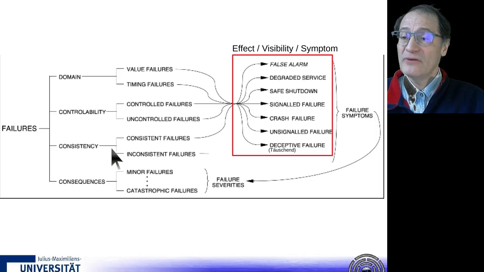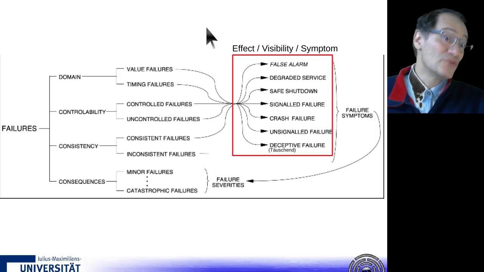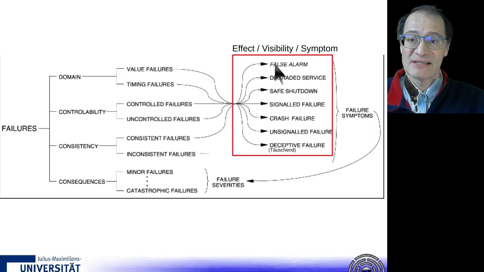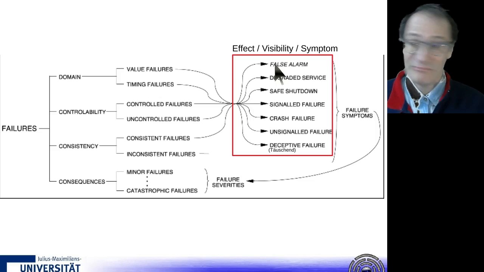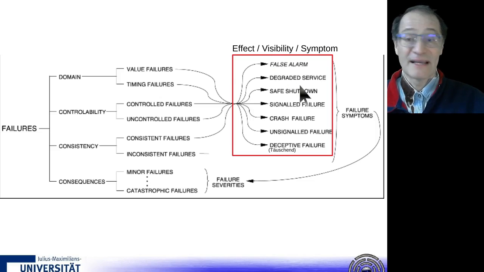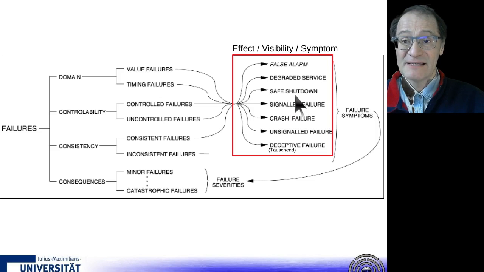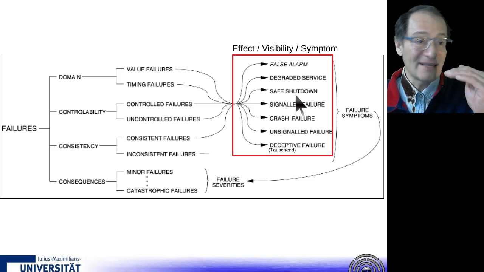Okay, on all of this, what we see from outside is the effect, or we can say the visibility or the symptom of the failure. It doesn't matter where it comes from. What we see is, for example, a false alarm. A degraded service, not so bad, is reducing its service to avoid an accident. A safe shutdown, something similar, is reducing until stop.